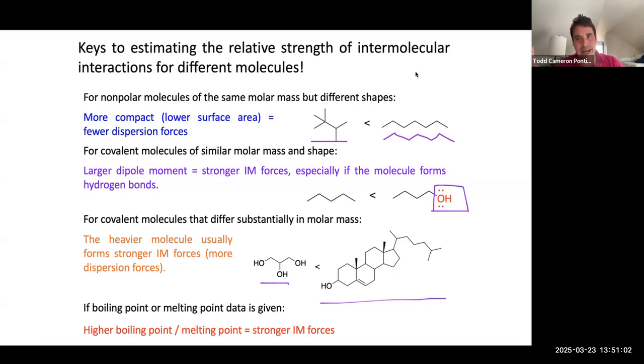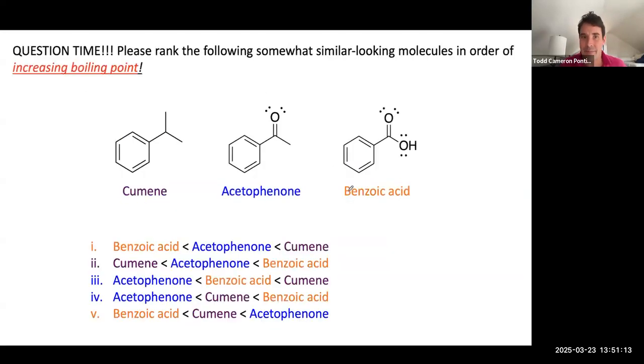If you're ever given empirical data, just look at the numbers. Lower melting point, fewer intermolecular forces. Higher melting point, more intermolecular forces. One more time, let's compare these somewhat similar looking molecules. See if you can rank them from lowest boiling point to highest boiling point.